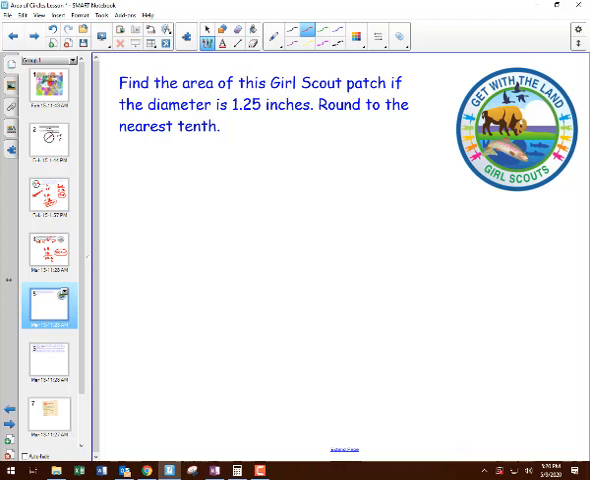Find the area of this Girl Scout patch if the diameter is 1.25 inches. So we're working with something pretty small here. Round to the nearest tenth. All right. So once again, remember, we're pi times radius squared. But we're given diameter. We need the radius. So we need to take 1.25 inches and divide it by 2. When we do that, our radius is going to equal 0.625 inches. Okay, that's the needed information.